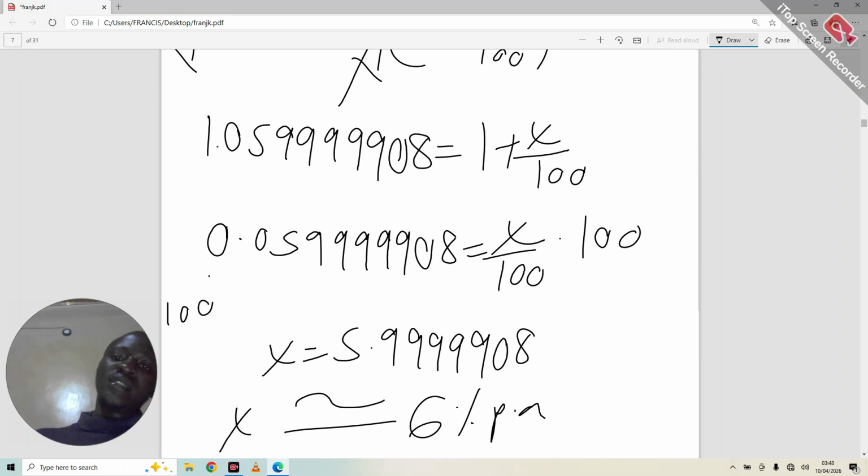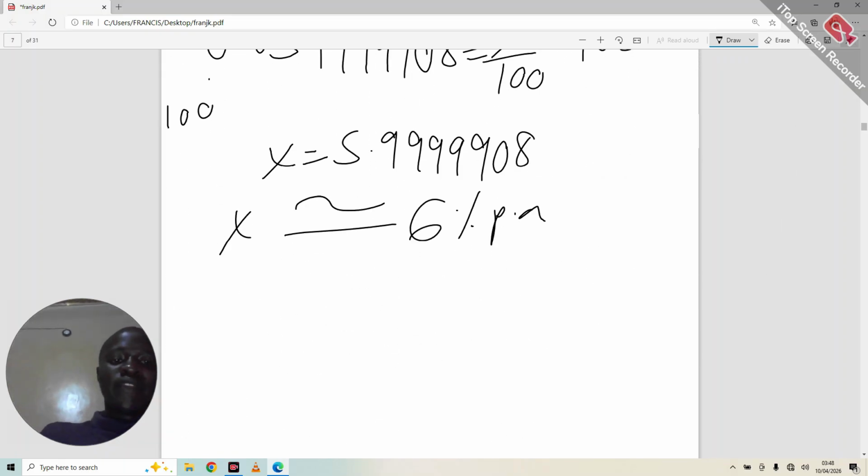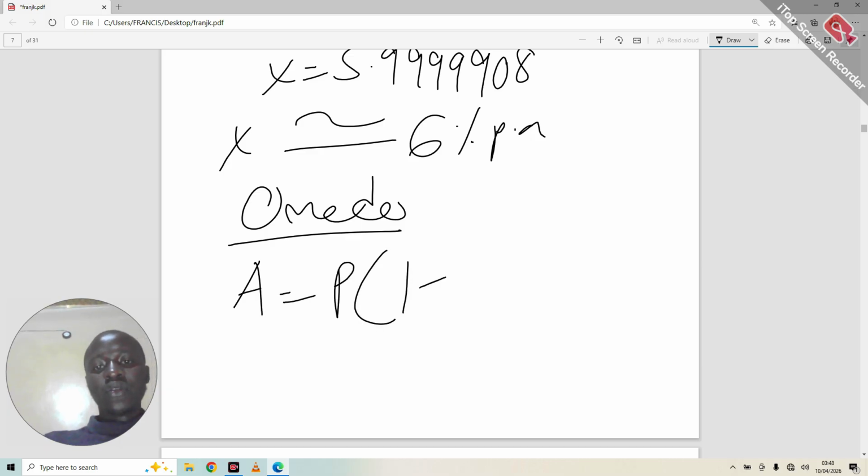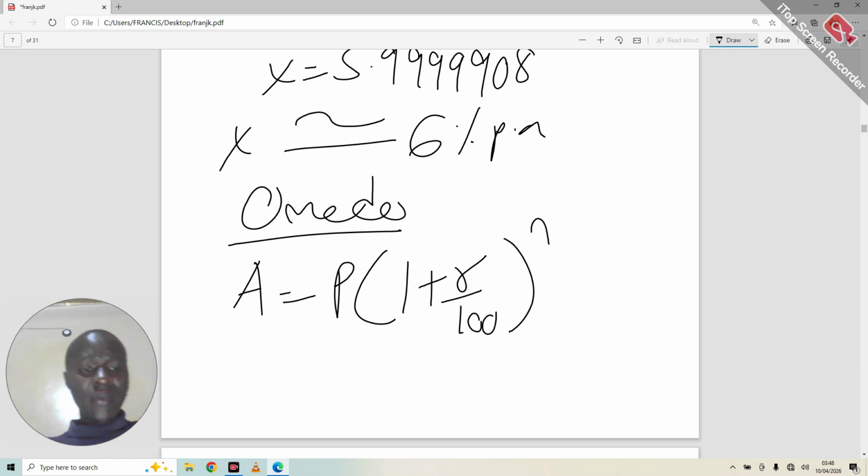All right, guys. So we shall have the formula now on the side of Omedo. We shall have the formula amount equals principal into 1 plus R all over 100 power n. But remember, the compound interest of Omedo was compounded semi-annually. So that's a period of 2. So you shall multiply by 2 that part, and also this part you should multiply it by 2.